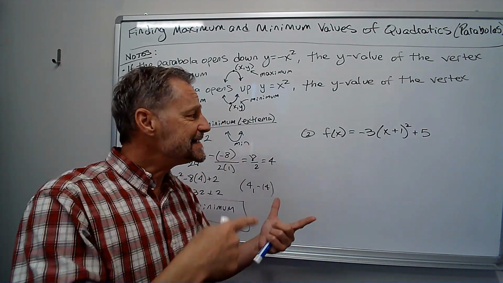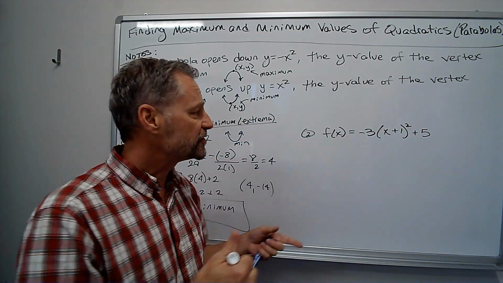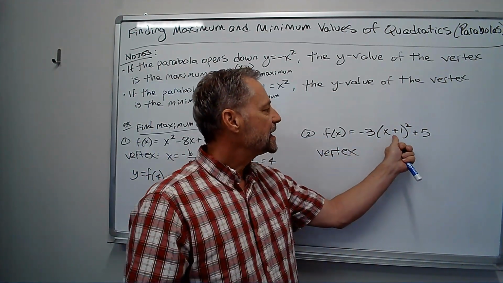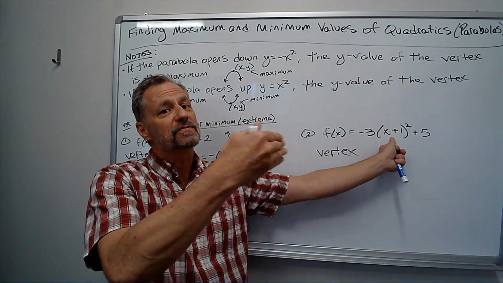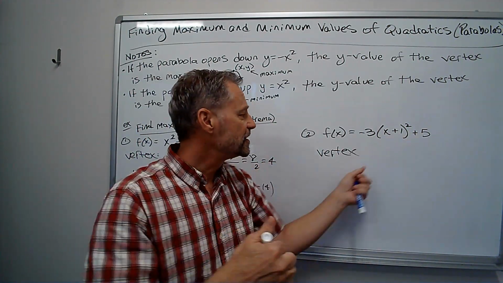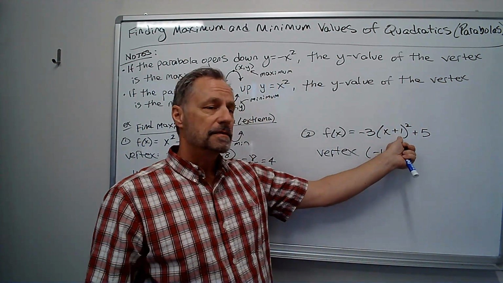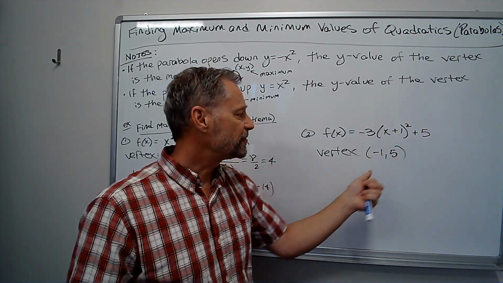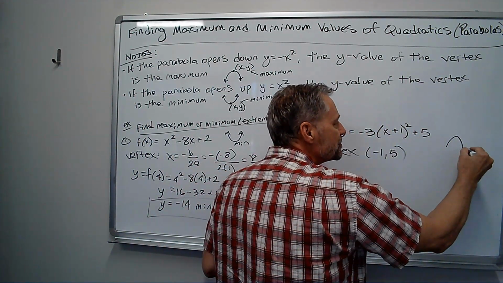This one's already completed squares. This will be easy to determine what we have going on as far as the vertex goes. Remember, the vertex, if it's already in this form, is you change this sign. This means my parabola moves left 1 and up 5. So the vertex is negative 1, 5. Again, change that sign, keep that sign. 1 to the left, 5 up for the vertex. Well, that's my vertex. It's a negative this time. So this time the graph looks like that.